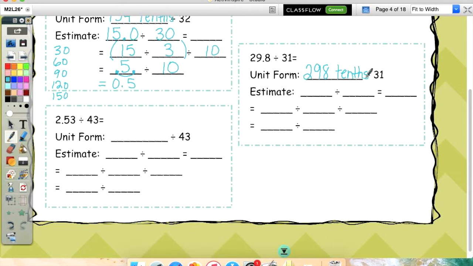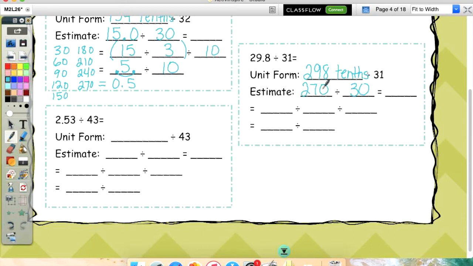Okay, what am I going to round this divisor to? 30. Okay. So again, skip counting. Can we just use the same ones? Yeah. Okay, except I didn't go far enough. Which one's closest to 298? 270.